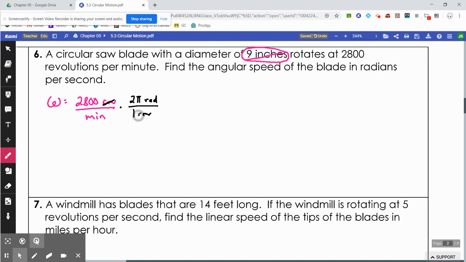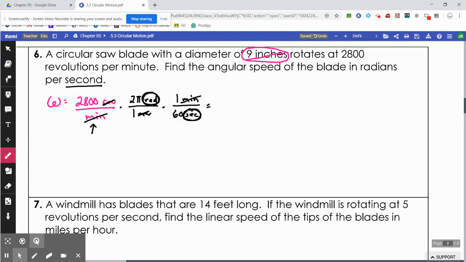So what I'm going to do is cancel my revolutions. And on top you have radians, which is what we need. But we want radians per second. So I've got to somehow change minutes to seconds. Here's all you do. Minutes are on bottom, so I'm going to put minutes on top. I know that 1 minute is the same thing as 60 seconds. Minutes cancel with minutes, and I now have my seconds on bottom like I need. So I now have my answer in radians per second.